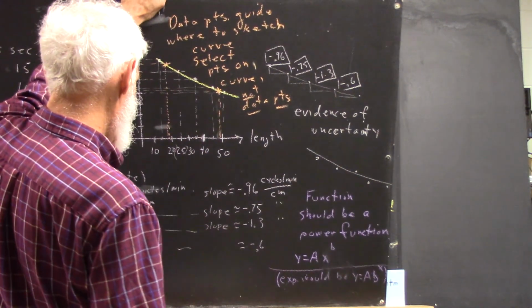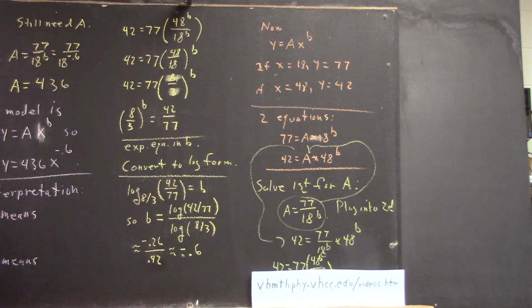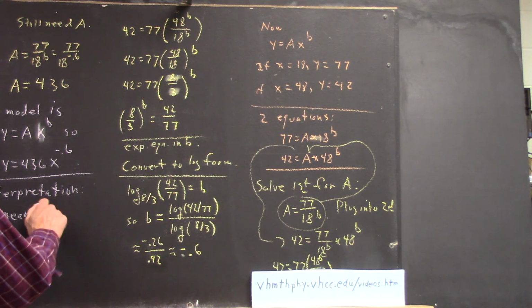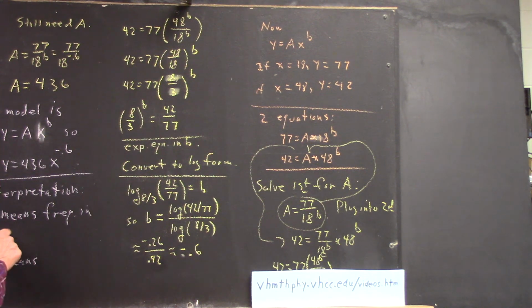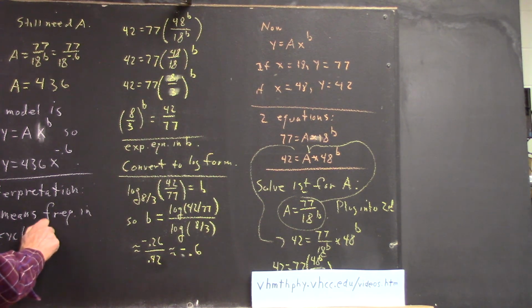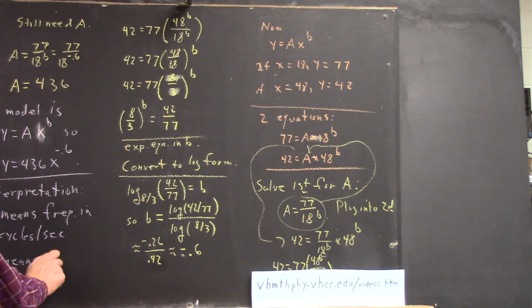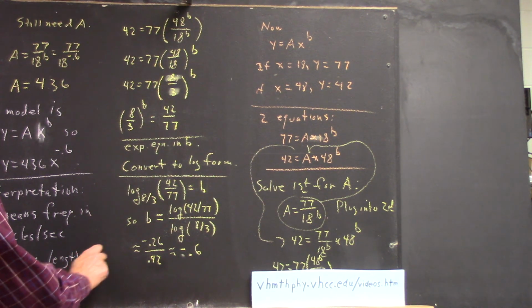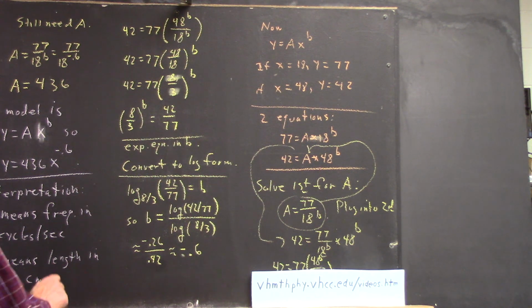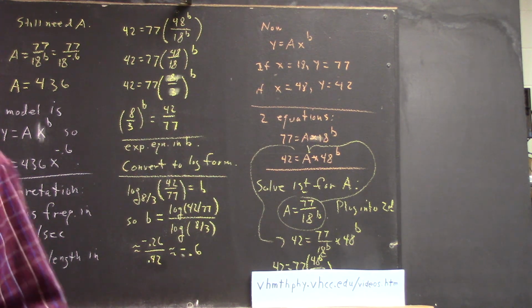So, now we're getting to some of the payoff. We identify that Y means frequency in cycles per second, and X means length in centimeters. Now what can we do with that?